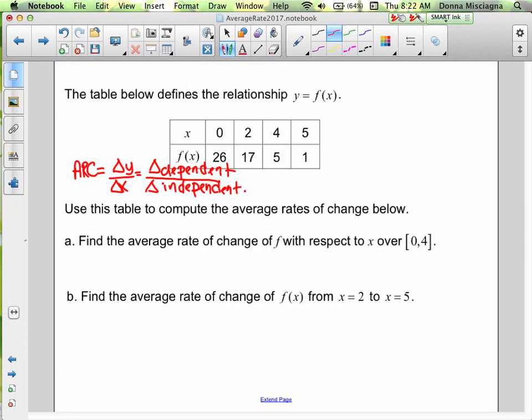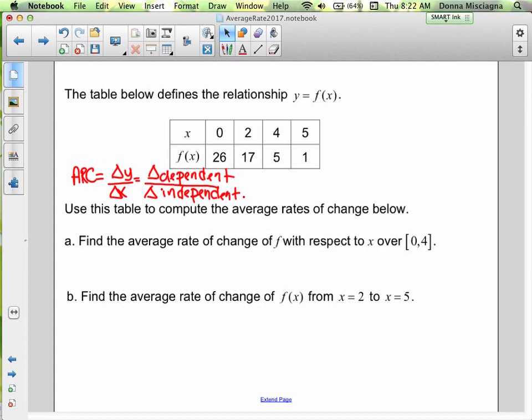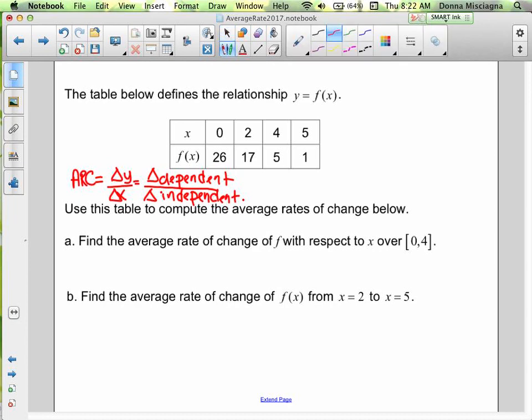If a function is not linear, it's very important that when you're calculating average rate of change, you use the interval that it states. So find the average rate of change of f with respect to x. This is just telling you that f of x is the dependent variable, because it's with respect to x, which is the independent.